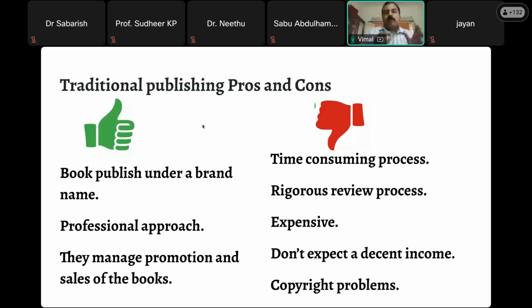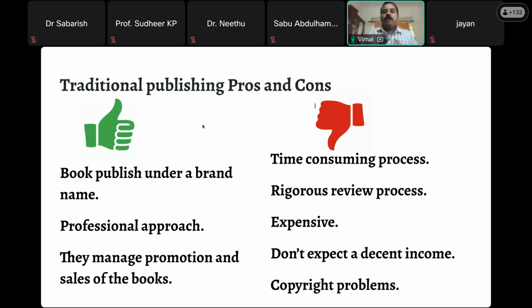See why people prefer traditional publishing. It has its own merits. Everybody would like to publish their books under a brand name, for example, Springer, Elsevier, Penguin, and in Malayalam DC Books, Mathrubhumi Books, Green Books. Then they have a good team. They have so many years of experience in publishing books. They have a professional approach.